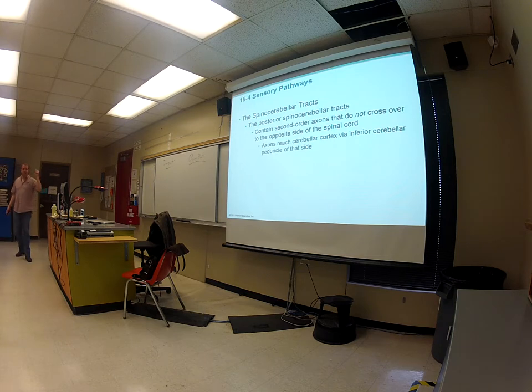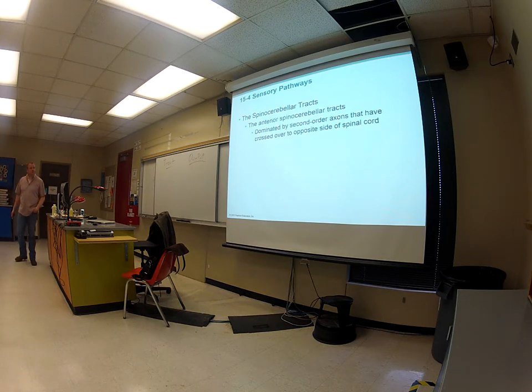Tracks, again, we're talking about tracks, a collection of processes in the CNS. They contain second-order neurons. They do not cross over to the opposite side. And where do they end up? The cerebellum. We don't even go to the cortex at this point. Anterior spinal cerebellar tracts. Okay, second order again. They do cross over. Again, you don't have to know the crossover, but where are they going?